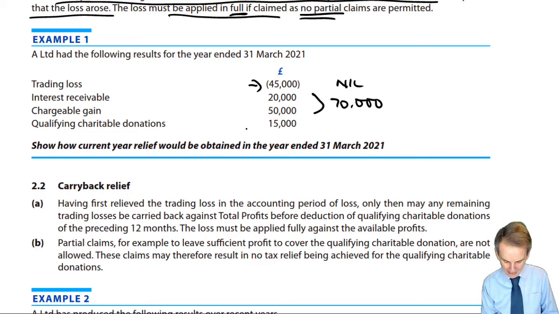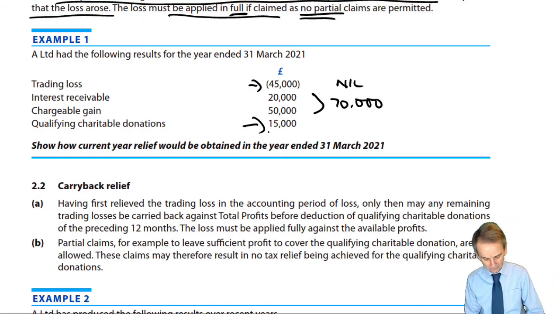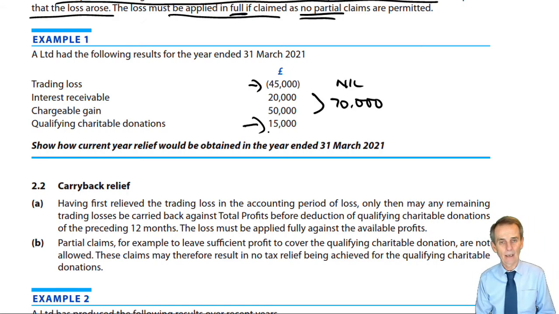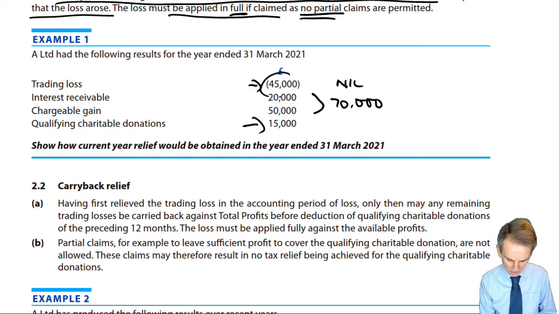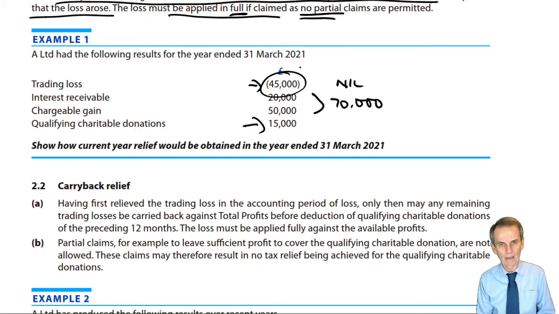Before then being able to make a deduction against those total profits, of $15,000 in the form of qualifying charitable donations. But what are we going to do with that £45,000? If you want to use it at the earliest available opportunity, that means, and always means, in order, firstly current period claim, and then if loss remains, carry back claim.